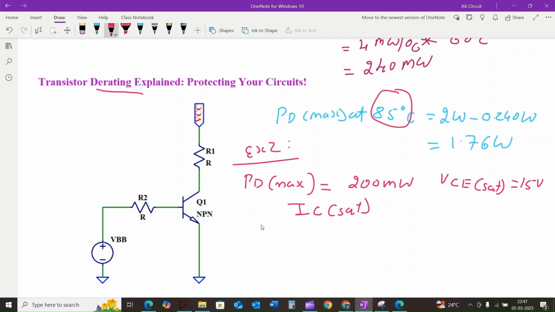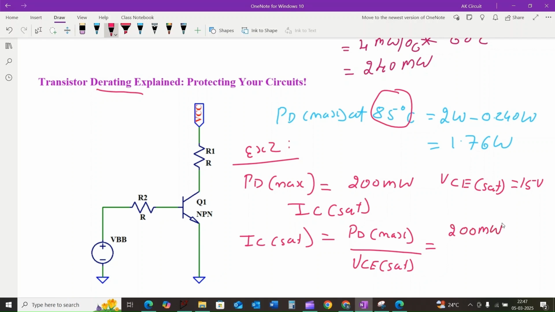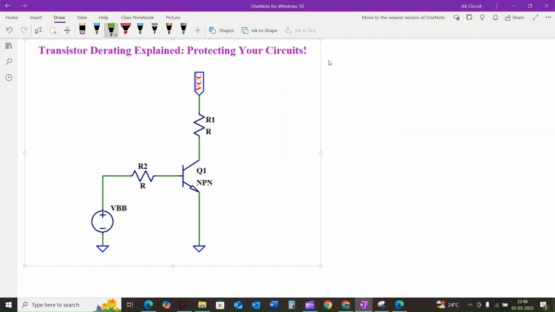If you rearrange the previous equation, the IC sat is equal to maximum power dissipation divided by VCE sat, which is equal to 200 milliwatt divided by 15 volt, which will give us 13.33 milliamps.